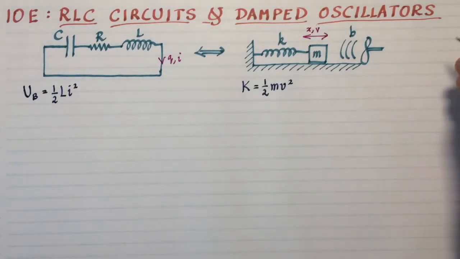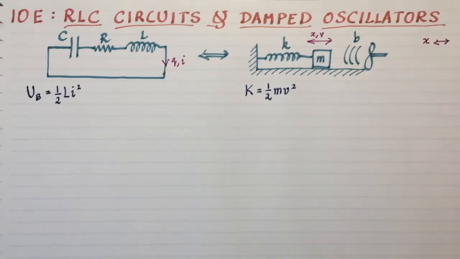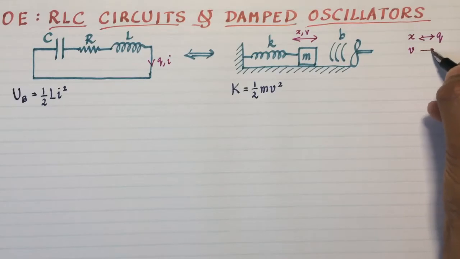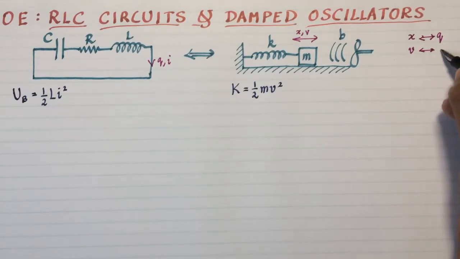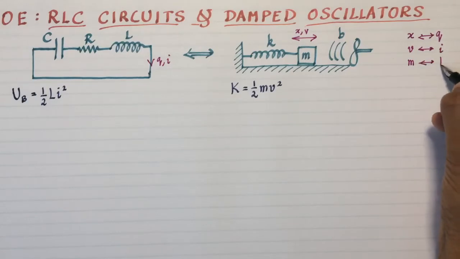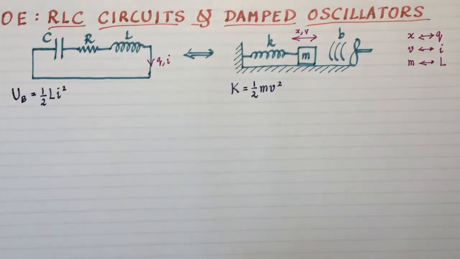So I'll put a list here of all the analogies. X, which is position, is the same as charge. Velocity, which is the rate of change of position, is the same as rate of change of charge, known as current. And these are all lowercase because they change with time. And the mass is linear inertia, same as electrical inertia.